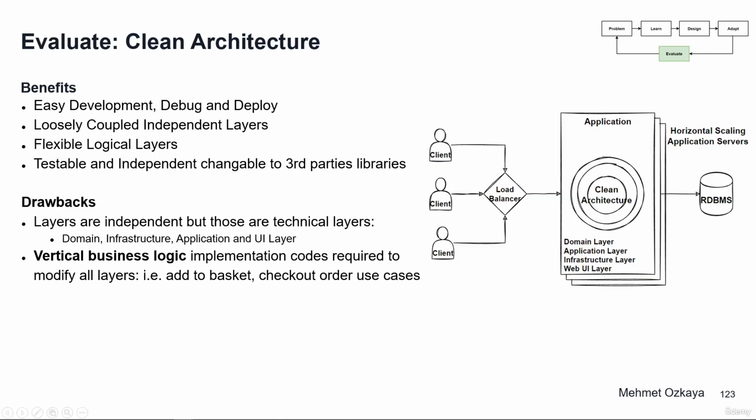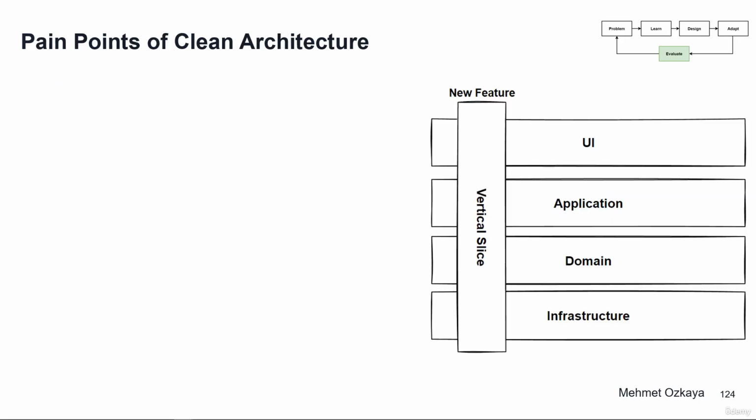But last time we were focused on the scalability problems and solved them by adding horizontal scaling of the application server and putting in a load balancer. Now we can handle a good amount of requests with help from horizontal scaling and the load balancer. So now we can focus on the main problem of clean architecture, which is the vertical business logic implementation. For that reason, I would like to explain the pain points of clean architecture.